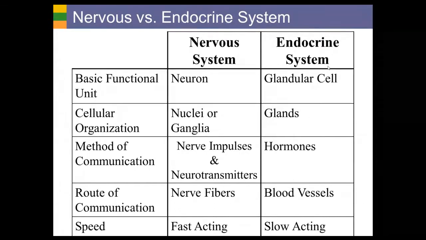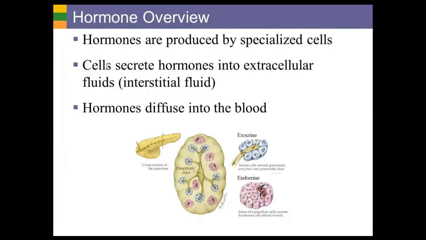And the endocrine system tends to control processes that occur over a long period of time, like growth and development, or processes that are ongoing and are related to homeostasis, like body temperature or blood sugar levels, etc. Okay, so the way the endocrine system communicates is by the release of hormones. So let's talk about what a hormone is.